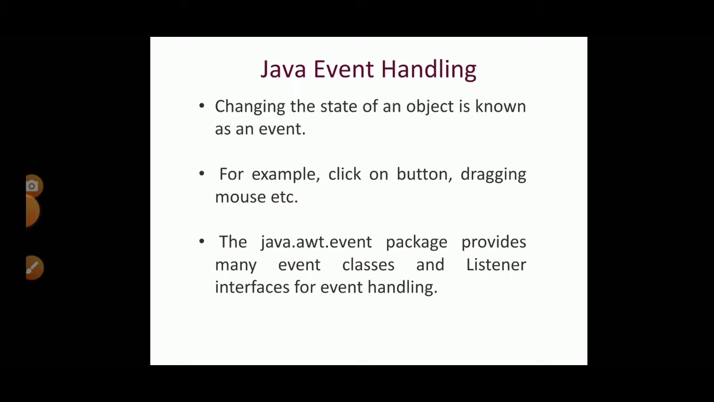Changing the state of an object is called an event. For example, if you click a button or drag a mouse, these are all called events. The java.awt.event package is used for supporting this event handling. So event handling is changing the state of an object. For example, if you are clicking a button or dragging a mouse, that is called event handling. The package which supports Java event handling is the java.awt.event package.